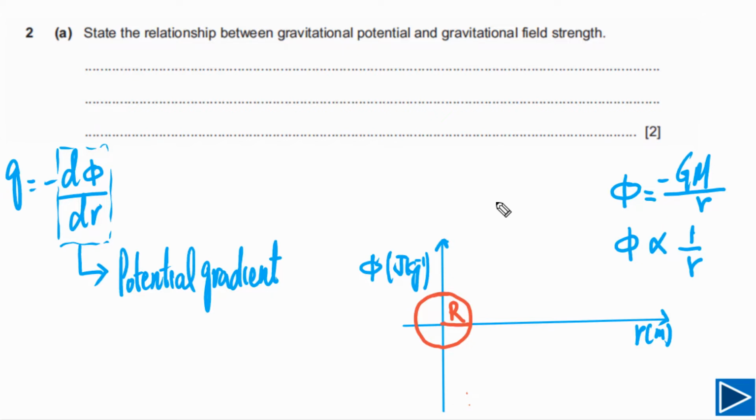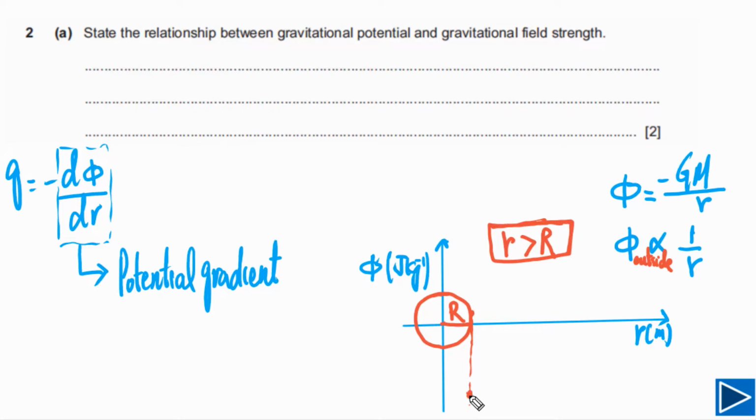Before we sketch this graph, we also need to understand this formula is only true for the potential outside of the planet, and this is not true for potential inside the planet. Means we cannot determine the variation of potential with distance inside the planet using this formula, and this is only true when r is greater than radius of the planet, means outside of the planet. We can only use this formula outside of the planet, so we have to be very clear about this point.